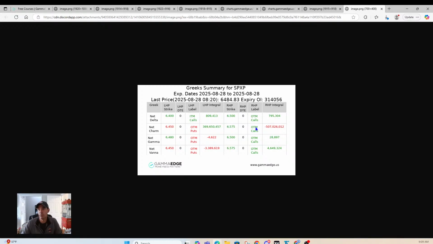Charm will be a little bit of an overhead weight if we stay below, obviously, 65.75, not dramatic as we've seen, but supportive on the downside also. So again, supportive here, supportive with charm, and then we have our key gamma level there at 64.80. So again, if we get below 64.80, we could see a little bit more acceleration down towards that 64.50.